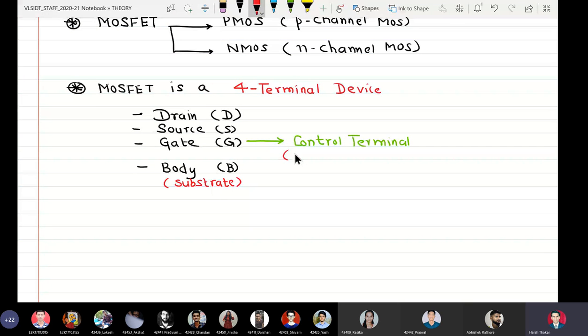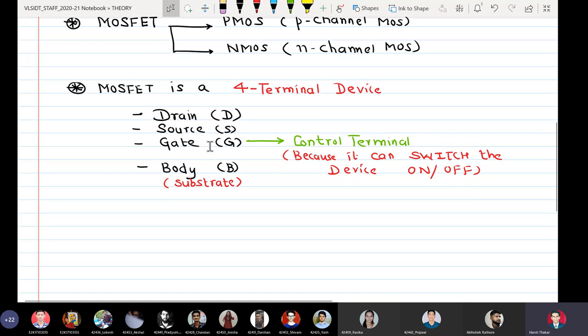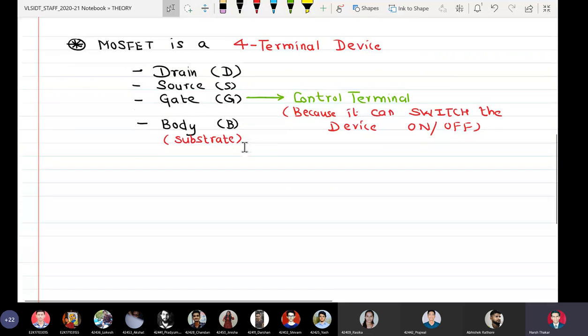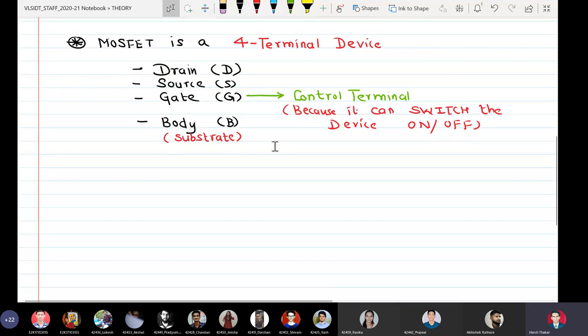Because it can switch the device on or off. So these are applicable to both N channel and P channel. That is why I'm writing it here.